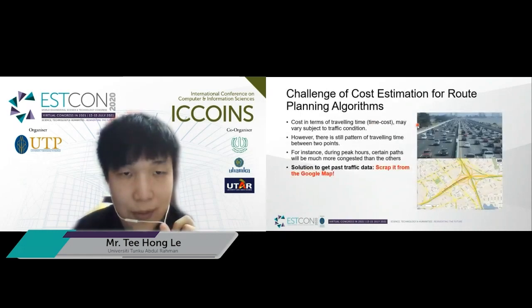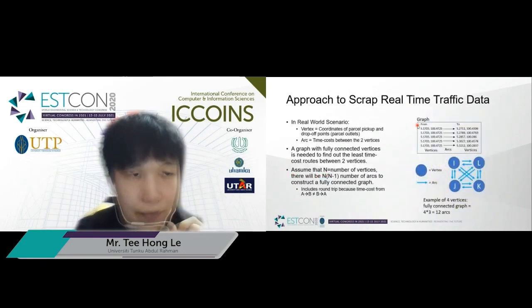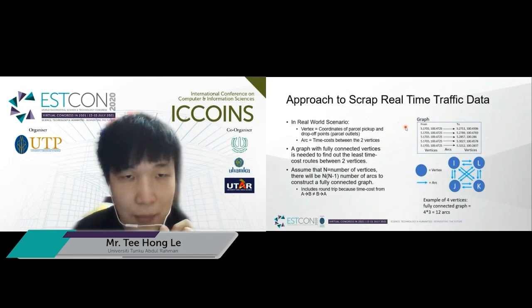Cost in terms of traveling time may vary subject to traffic conditions. However, there are still patterns of traveling time between 2 points. For instance, during peak hours, certain paths will be much more congested than others. In order to get the past traffic data, our solution is to scrape it from Google Maps. In a real-world scenario, a vertex is actually the coordinates of a parcel pickup and drop-off point.